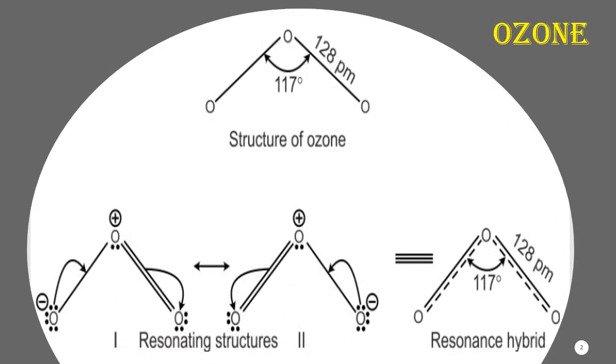Now ozone, O3, okay. This is the structure of ozone. I will take double bond here. No, I will take double bond here. No problem, either you can take double bond here or here, left to you, okay. That's why these two are called what? Resonating structures for ozone.